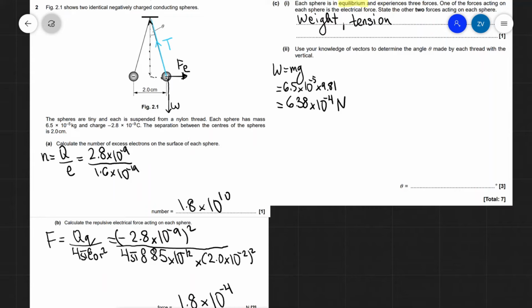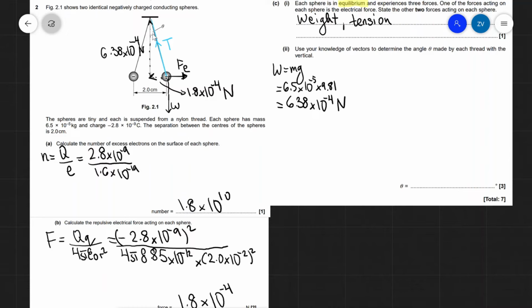So this component of the tension going upwards is going to be 6.38 times 10 to the power of -4 newtons. We know what this component is. We actually already know what the horizontal component is because we calculated that up to two significant figures over here, being 1.8 times 10 to the power of minus 4. So 1.8 times 10 to the power of minus 4 newtons. So this over here is the horizontal vector.